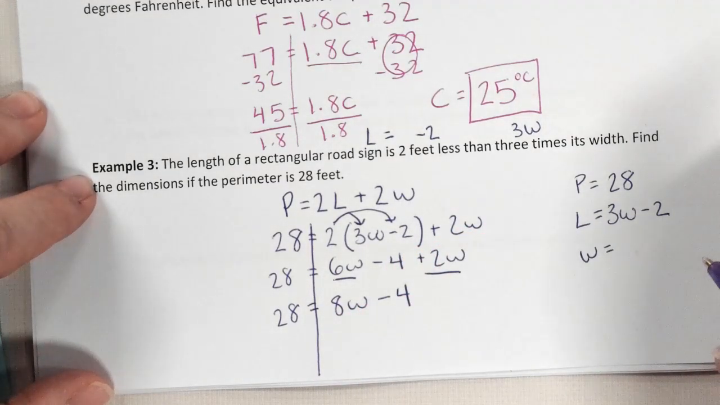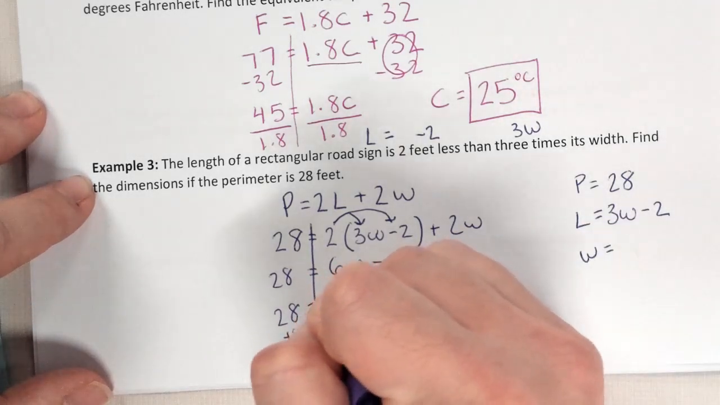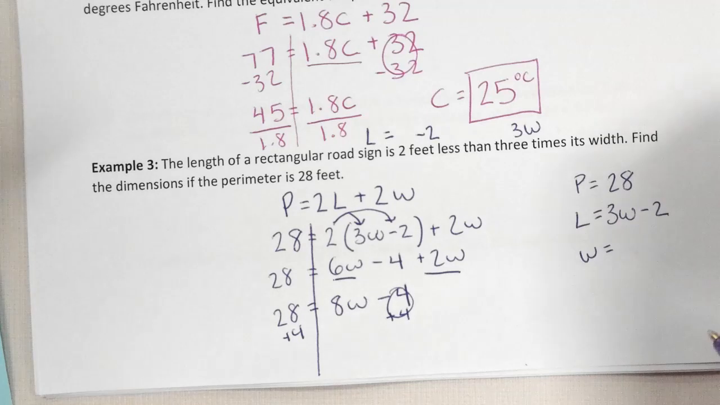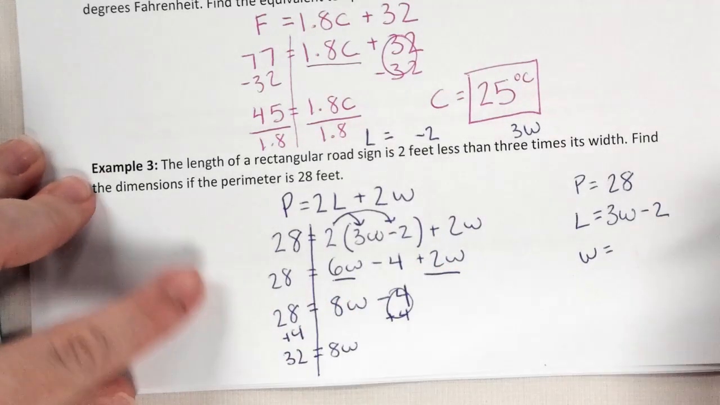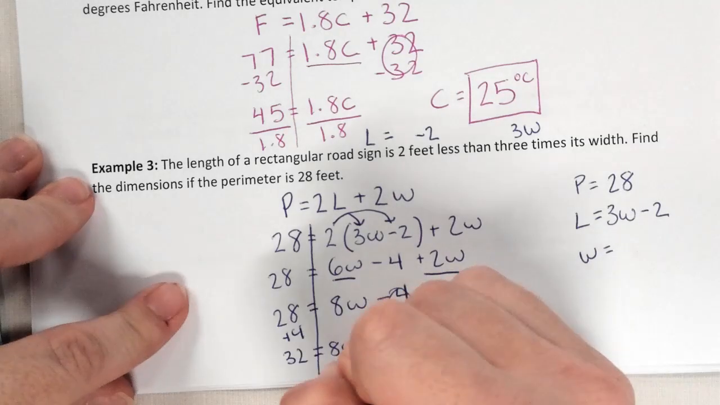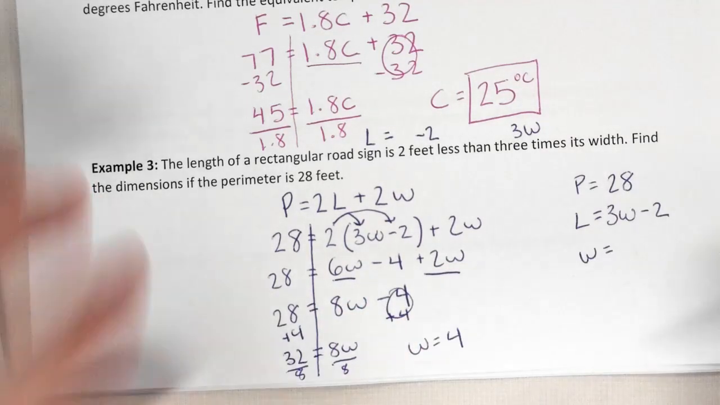Now what am I going to do with that 4? Add 4 to both sides. I want to make sure both sides are fully simplified before I start moving things because it can get really confusing if I start moving things before they're simplified. So this gives me 32 equals 8W. Now what? Divide by 8. And what does W equal? 4. So I know my width.